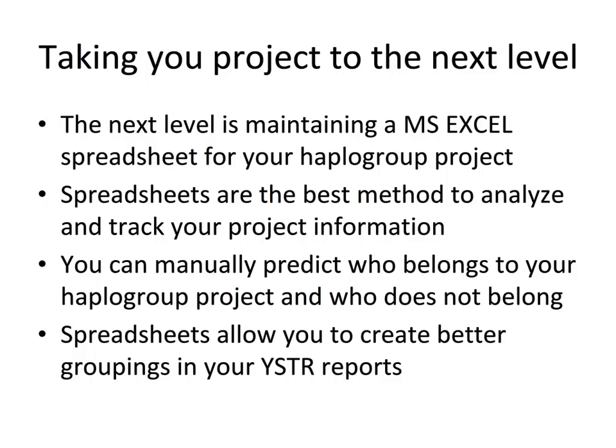You can more easily predict who belongs to your haplogroup project and who does not belong. That's one of the key things. You don't want people who do not belong in your group. So you need to have a spreadsheet to analyze properly. It also allows you to sort by mutations and see who really belongs to which haplogroup based on signatures. So spreadsheets are your friend, but not everybody wants to do a spreadsheet, and it's not necessary 100%, but it really increases your productivity.